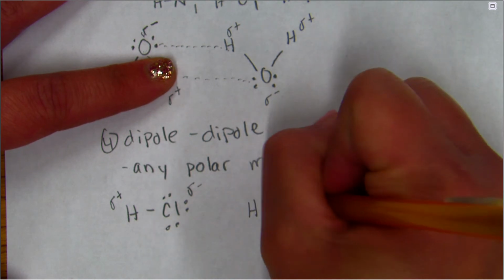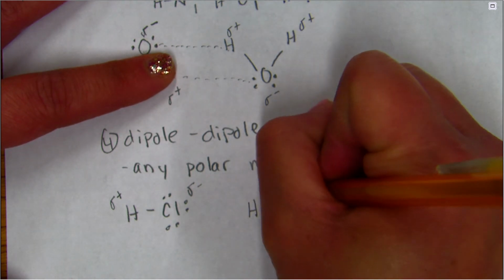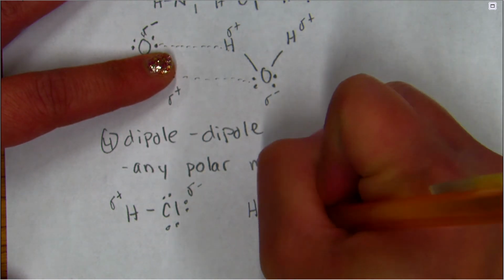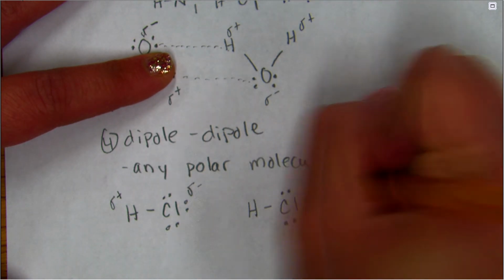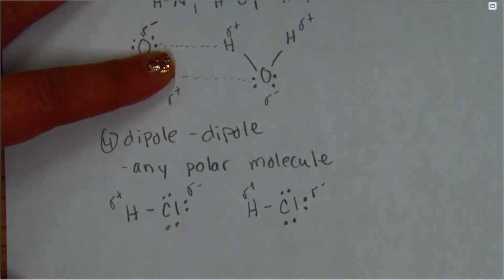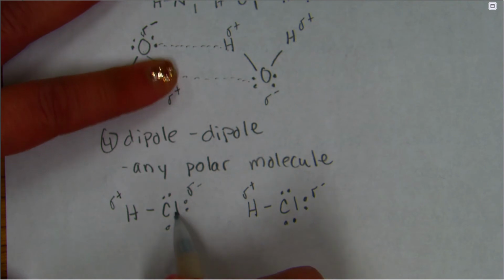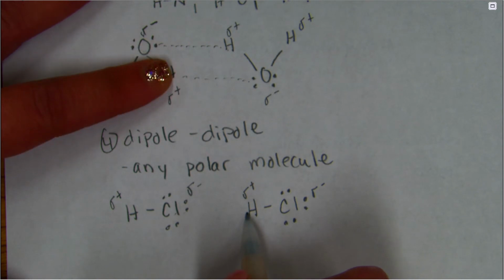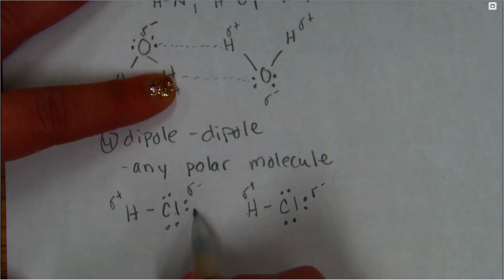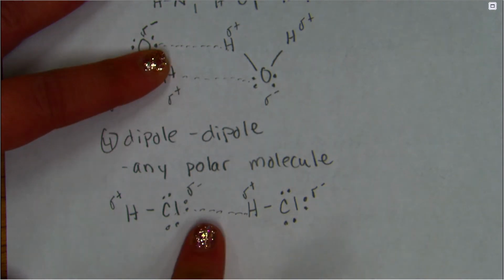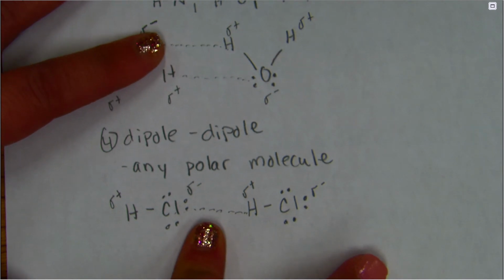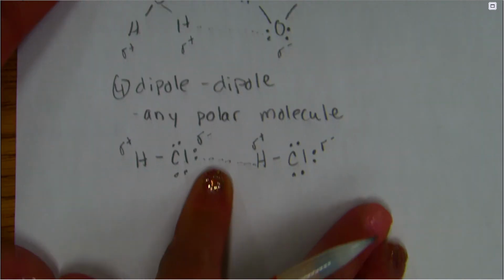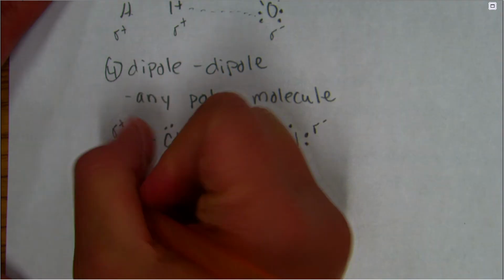There is no central atom. It is asymmetrical, making it polar. So we have an attraction between the partial negative of the chlorine in molecule 1 and the partial positive of the hydrogen in molecule 2. So this is the dipole-dipole attraction, again, between molecules.